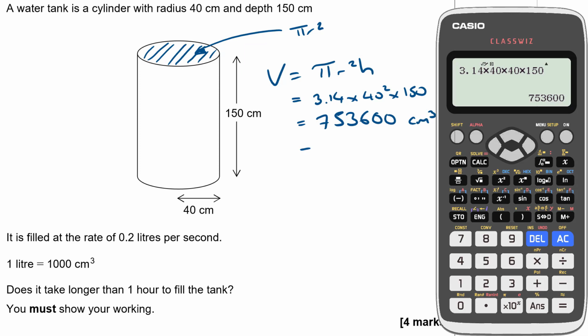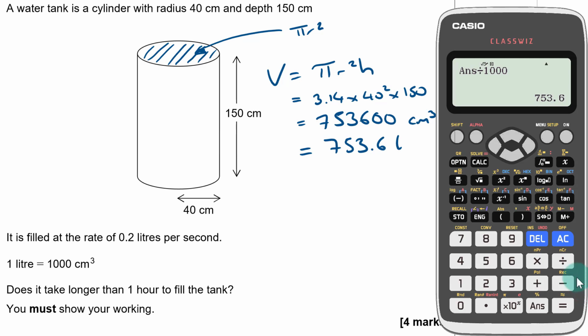So if it's got a volume of that, then it can hold, let's divide that by 1,000 and find how many litres it can hold. So that's 753.6 litres. Okay, so if it's filled at a rate of 0.2 litres per second, how many seconds does it take to fill up? So time taken to fill up is going to be the volume divided by that flow rate then, isn't it?